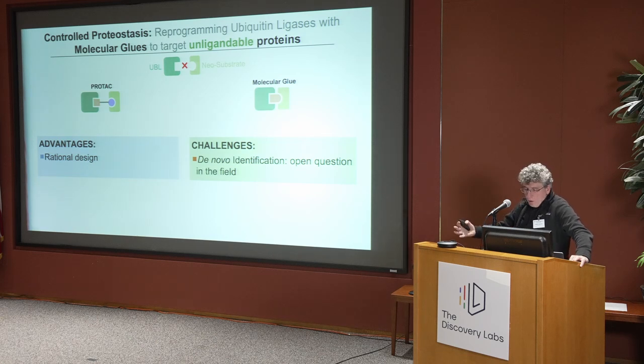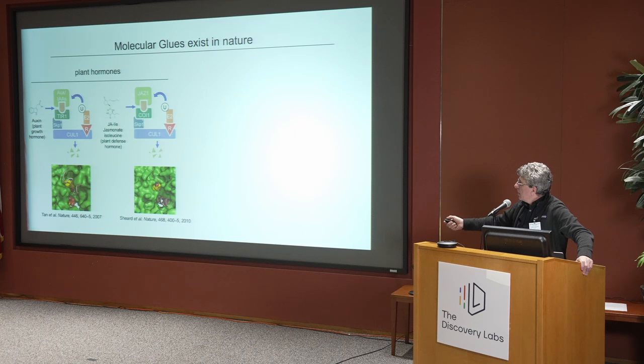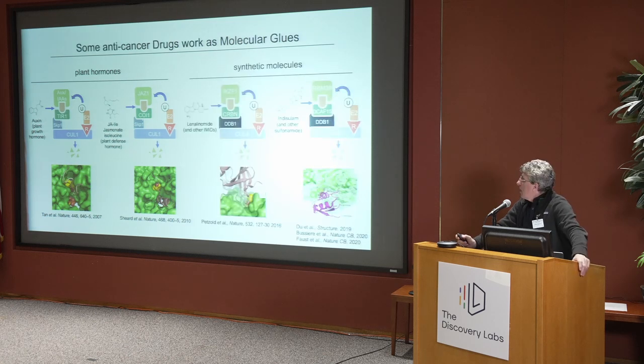And I use the word de novo because there are indeed molecular glues in nature. I mentioned plant hormones that were studied by Ning. These are nothing else than molecular glues bringing substrates to CRL1-like ubiquitin ligases. And there are drugs that have been used for decades in the field, and people didn't know that they were molecular glues, and only more recent studies have shown their mechanism of action. So, imides and sulfonamides are molecular glues that target new substrates to CRL4s.